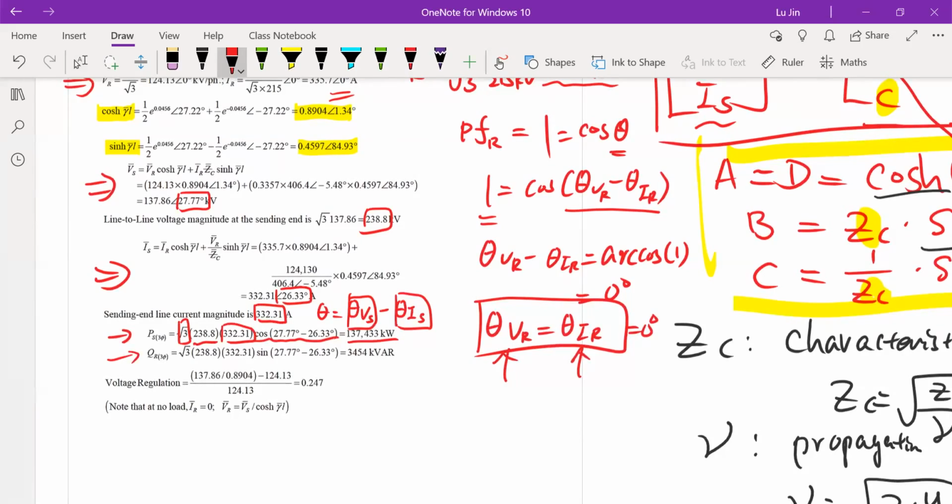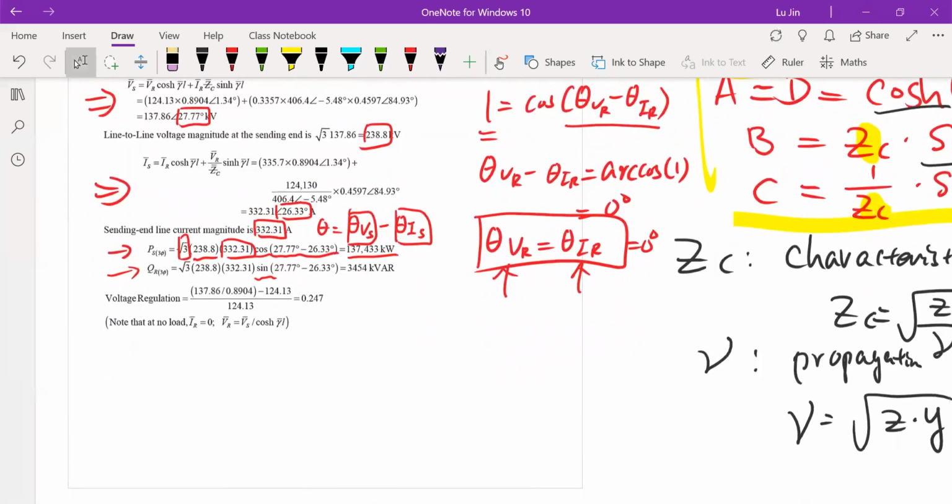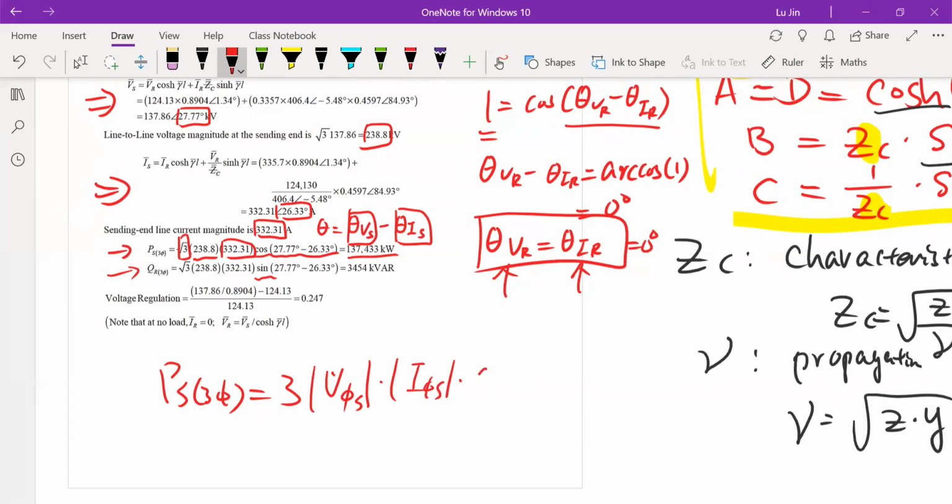For the reactive power, very similar, but just using the sine function, nothing else. So this is how we calculate real power and reactive power at the sending end. Of course, you have another option. If you do not want to use the line to line voltage and the line current, you can use real power equal to 3 times the magnitude of the phase voltage at the sending end multiplied by the current of the phase. Actually, it doesn't matter because we assume that to be a Y connection, right? At the sending end, then cosine of theta Vs minus theta S, the same thing.